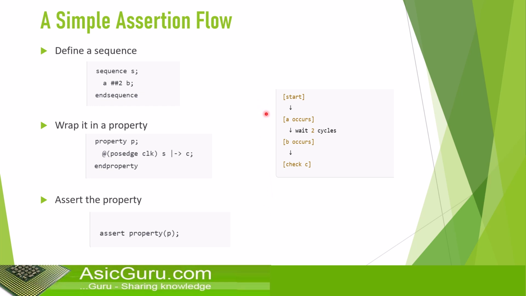First we start by checking if A occurs. If A happens, then we wait for two clock cycles, and after two clock cycles we expect B to occur, and finally we check for C. So this is a three-step flow: first sequence, then property, and then assertion.